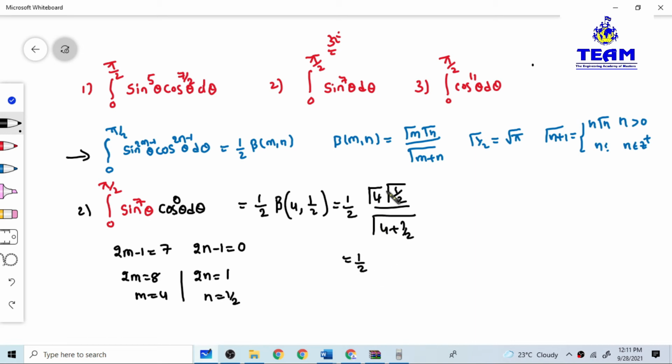Friends, 4 is here what? An integer. So whenever an integer is there, you can write gamma n as n minus 1 factorial. So 4 minus 1 means 3 factorial into gamma of 1 by 2. I told you already, what is the gamma of 1 by 2? Root pi. If you want, you can keep it like that. It's not an issue because you can substitute later.